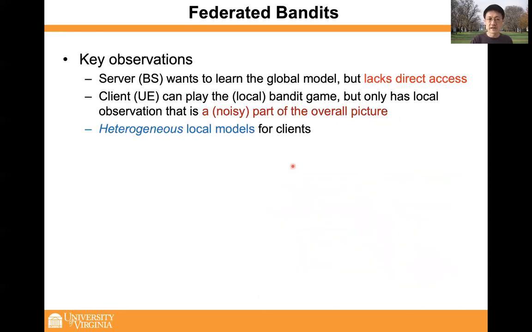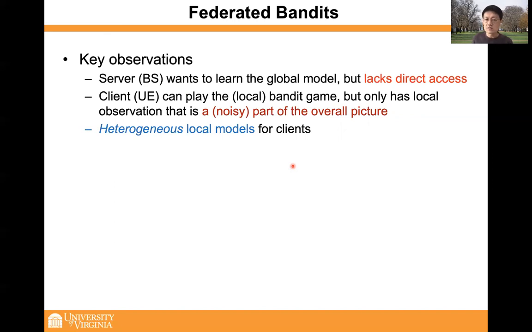So what is federated bandits? This is a new concept that we have been developing over the last year. The key observations here are the following. The server, which is the base station in this case, wants to learn the global model, but it lacks direct access. It cannot really access this global bandit model. The client, in this case the user equipment, can play the local bandit game because the client can only measure at its own location. So it only has local observations that are a noisy part of the overall picture.